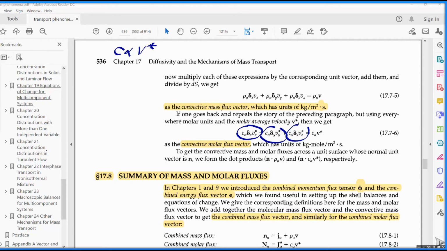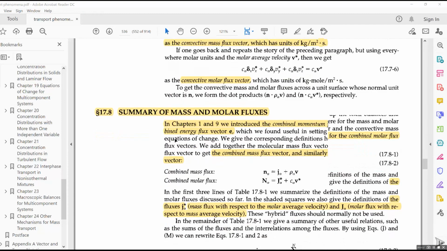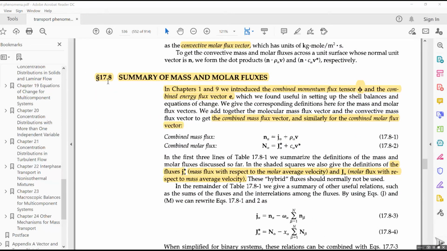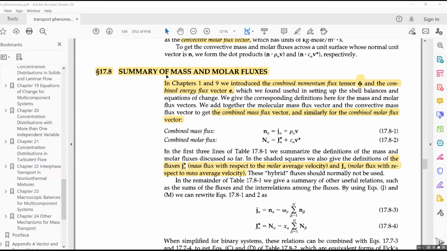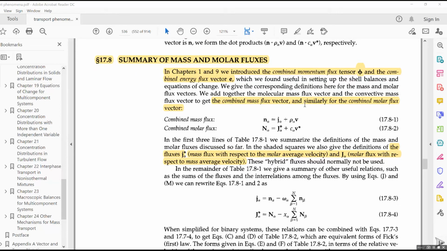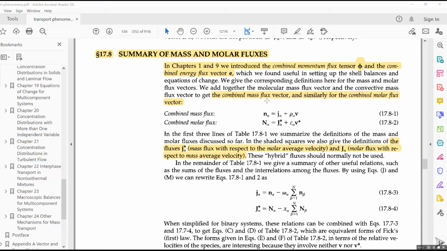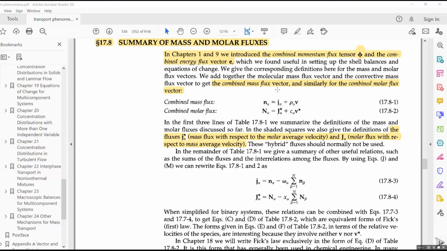Okay, now we come to section 17.8, summary of the mass and molar flux. As we defined before, the combined momentum flux like this term and the combined energy flux by this E. Now we can define the combined mass flux, similar to the combined molar flux.